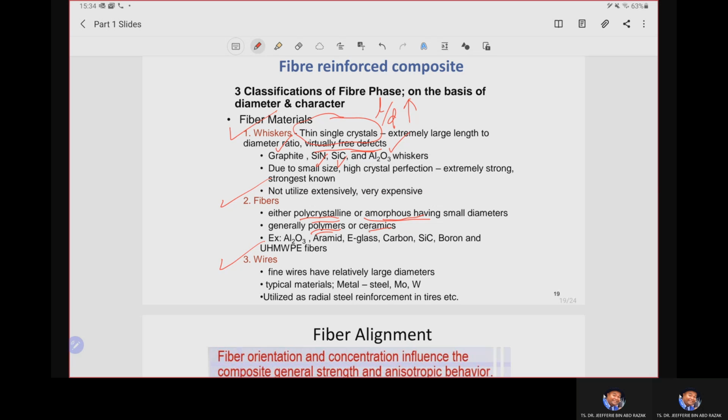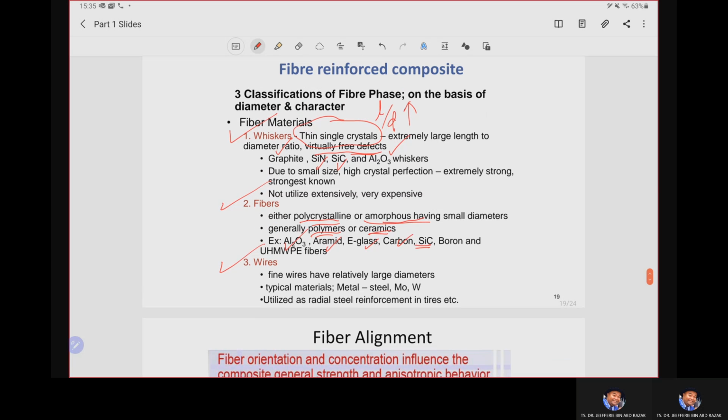Examples of fibers are alumina fibers and aramid. This is a polymer-based fiber, which we also call Kevlar. Then E and S glass. We have two kinds of fiberglass: E referring to the electrical type and S referring to the strength type, the mechanical type. The carbon fibers, the silicon carbide fibers, boron, and UHMWPE fibers, ultra high molecular weight polyethylene fibers.